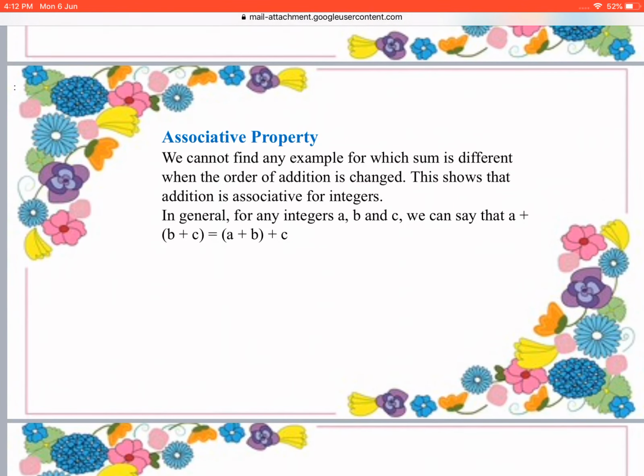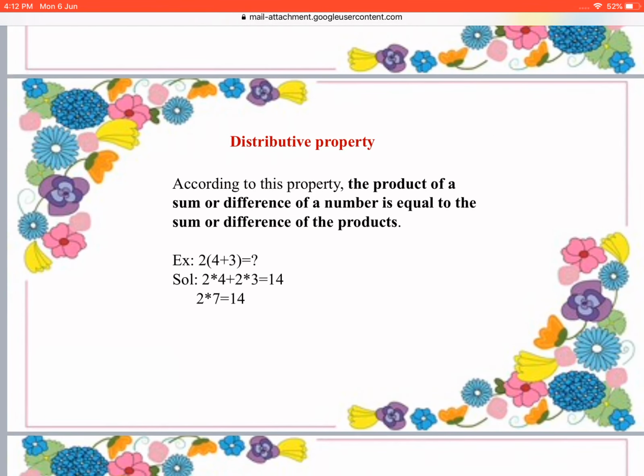Similarly, commutative property states the same thing for two integers. Associative property states the same thing for three integers, right? A, B and C.